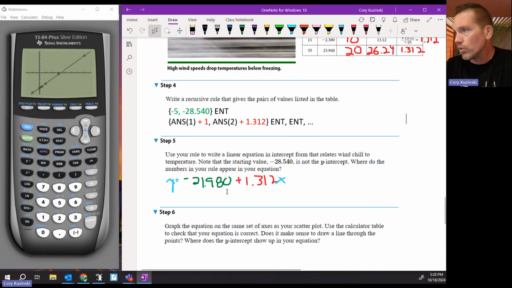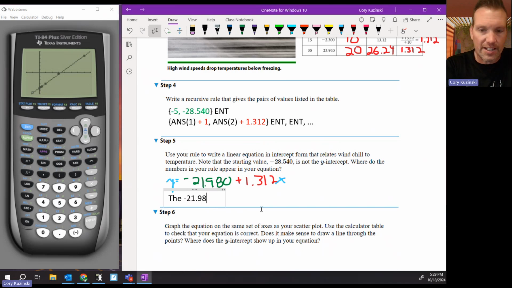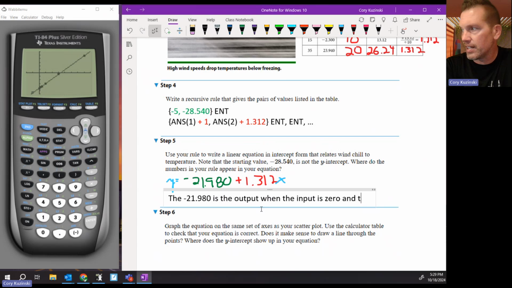Where do the numbers in your rule appear in your equation? Okay. How about this? The negative 21.980 is the output when the input is 0. And the 1.312 is the rate of change. Does that work?